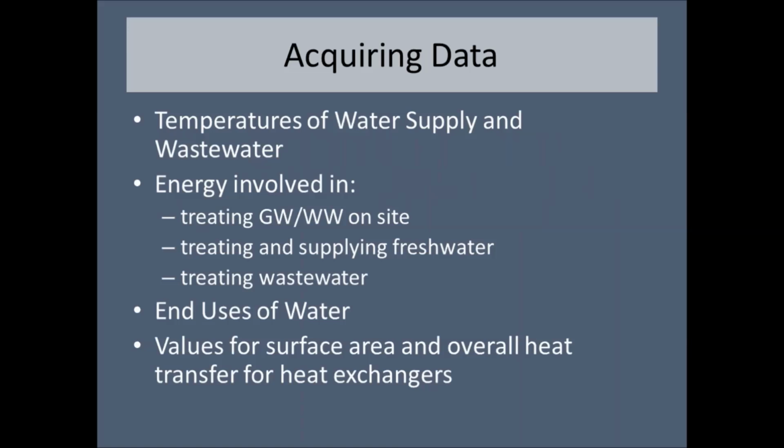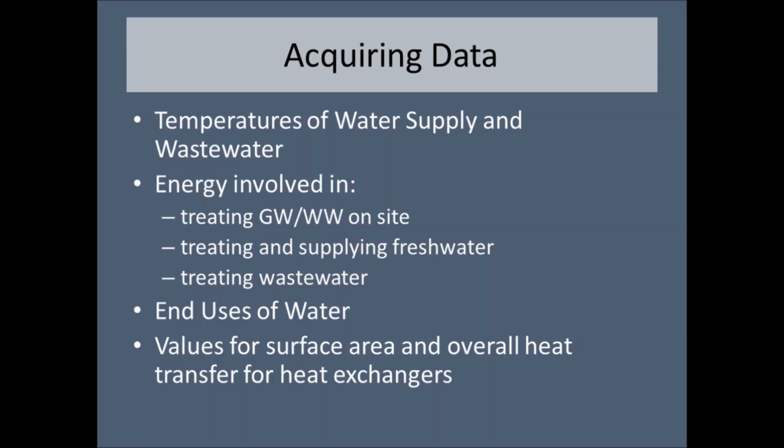Okay, so in order to create this model, we had to acquire quite a bit of data. So first we need to find temperatures of water supply and wastewater. So like what the temperatures are of different gray water after they're used, or typical temperatures of wastewater.